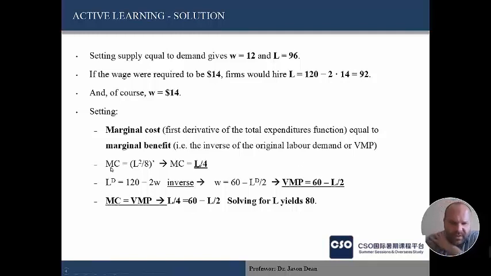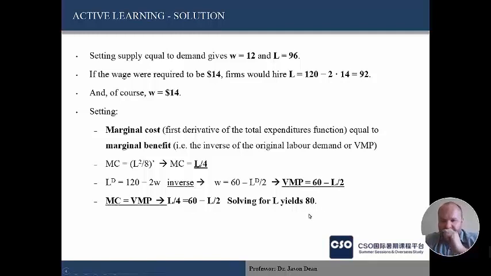We're told in the question that the total expenditures is L squared over 8. So the marginal cost is the derivative of this with respect to L, and that equals L divided by 4. This is our labor demand curve, but we want the inverse. So we're just going to solve for W. When we solve for W, we get this, and this is our value of marginal product, and it's 60 minus L divided by 2. So we're going to set those two equal to each other and solve for L, and we get 80.